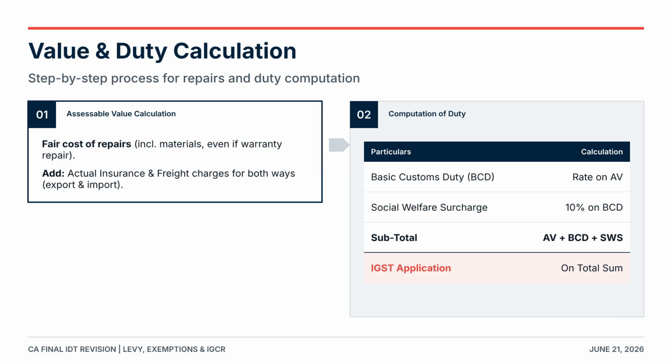Once the assessable value is determined, basic customs duty is calculated. Social welfare surcharge is then applied at 10% of the BCD. Finally, IGST is levied on the aggregate amount. A useful exam formula is: fair repair cost plus two-way freight and insurance equals assessable value.